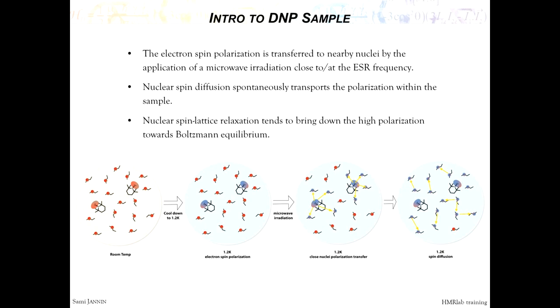So the DNP goes like this. You have your electrons that are dispersed in your sample. You cool down. Hopefully it forms a glass. You shine microwaves and you polarize the electrons. You transfer polarization to the nearby nuclear spins. And then we have nuclear spin diffusion that transports the polarization all over the sample, over nanometer distances or even microns. That's the very basic picture.